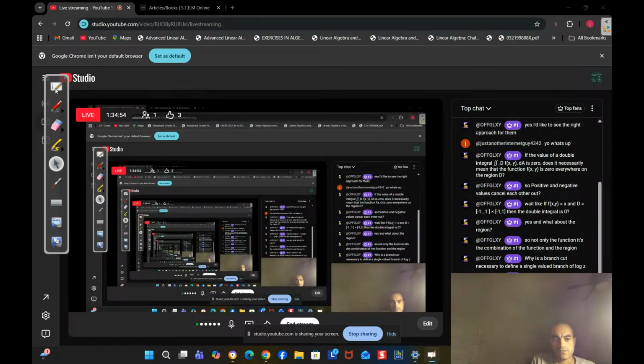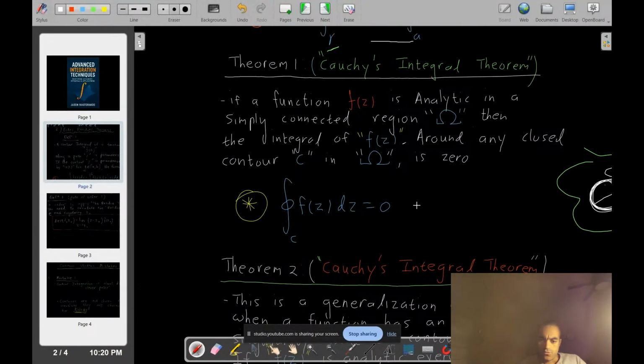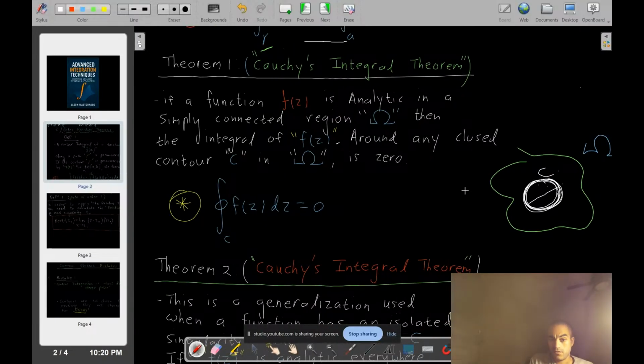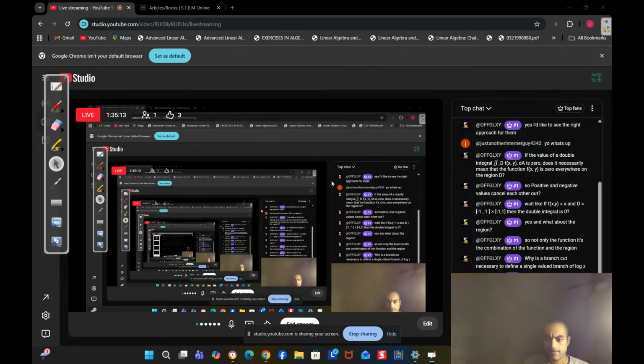I hope that makes sense. Okay, so we have that. Any questions on this theorem here? I know some of these can get a little technical. Any questions at the moment?